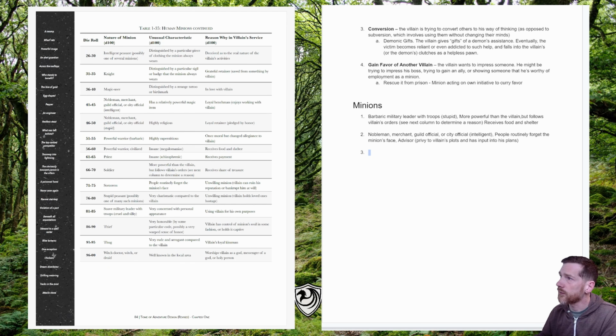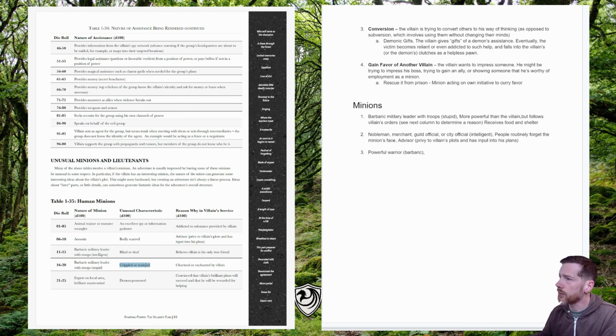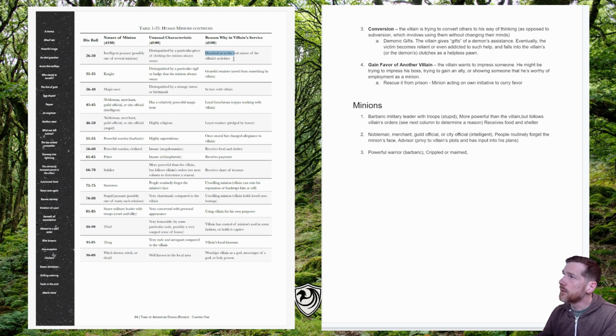Okay, so powerful barbaric warrior. Unusual characteristic: they're crippled or maimed. And they're working for the villain because they were deceived as to the real nature of the villain's activities. And our final minion role is a stupid peasant, possibly one of many such minions.